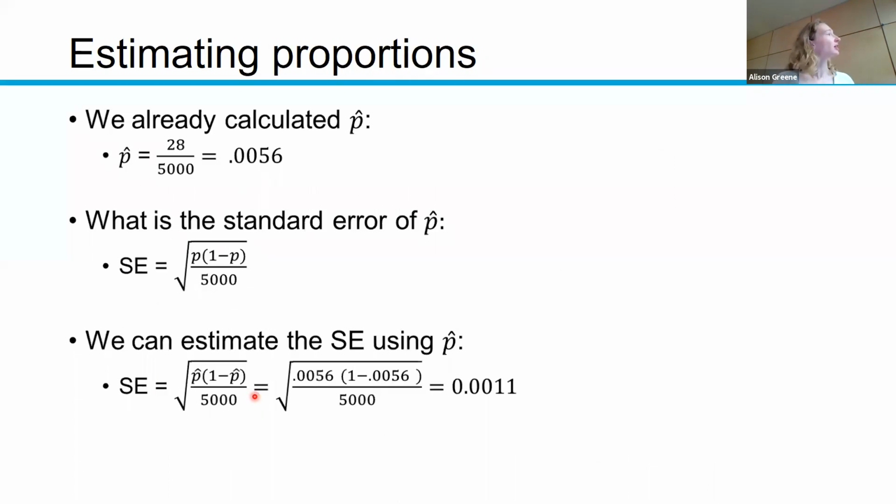So what does this look like? We calculated P hat, our sample proportion for the sample that we took. We can calculate the standard error by just plugging in P hat, again, to this formula. And this is our standard error. And now we basically have everything that we need for calculating the confidence interval.